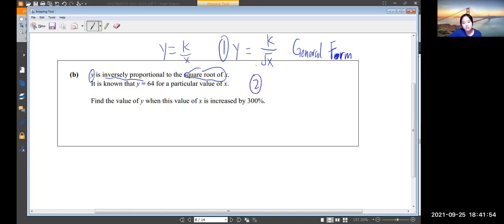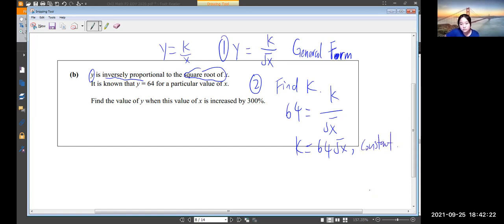Step 2, find k. So how do you find k? Y equals to 64, x, don't know. Never mind, continue. So k is equal to 64 square root x. Remind yourself k is a constant. You don't have to show it to your marker. So k is equal to this.